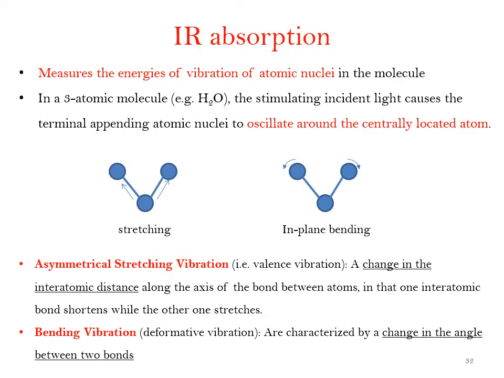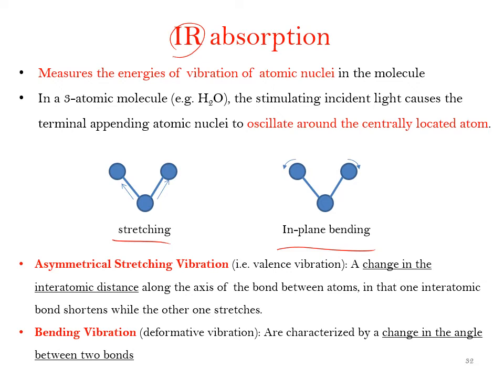So let's see how IR absorption occurs in these molecules that possess dipole moment. IR absorption measures the energy of vibration of atomic nuclei in the molecule. In a 3 atomic molecule such as water, the stimulating incident light causes terminal appending atomic nuclei to oscillate around the centrally located atom. So there are two kinds of processes that occur when light in the infrared region interacts with a molecule that possesses dipole moment. One is called stretching and the other is called bending or in-plane bending.